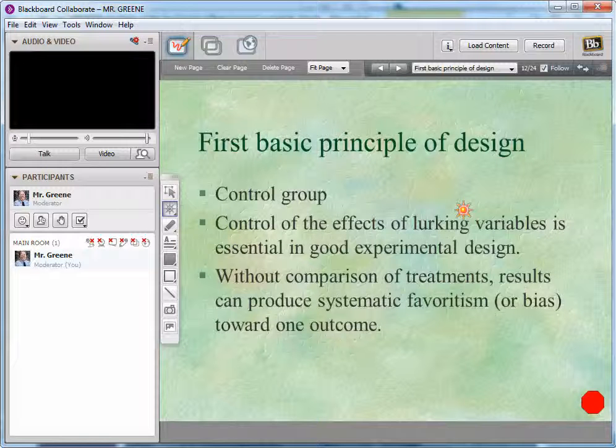So, what you're saying here is that without comparison of treatments, results can produce systematic favoritism or bias towards one outcome. And that's what we're trying to eliminate right there. Having a control group will help us see if there is favoritism or bias one way or another.